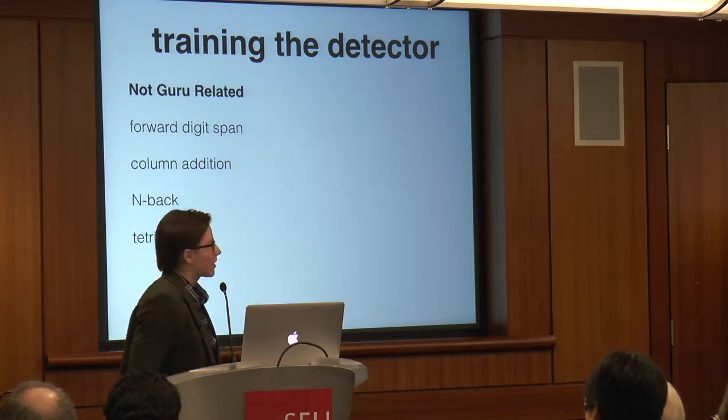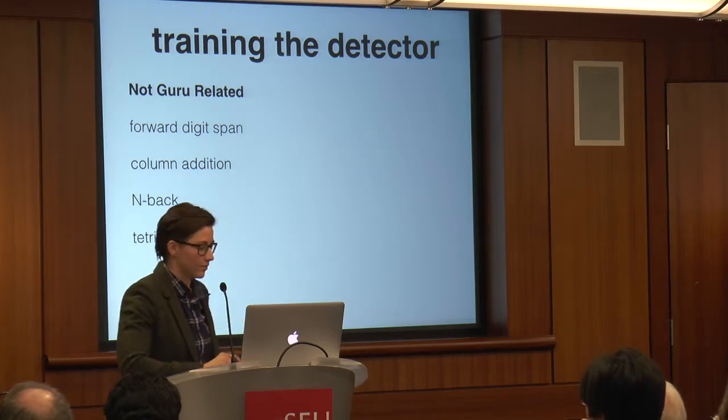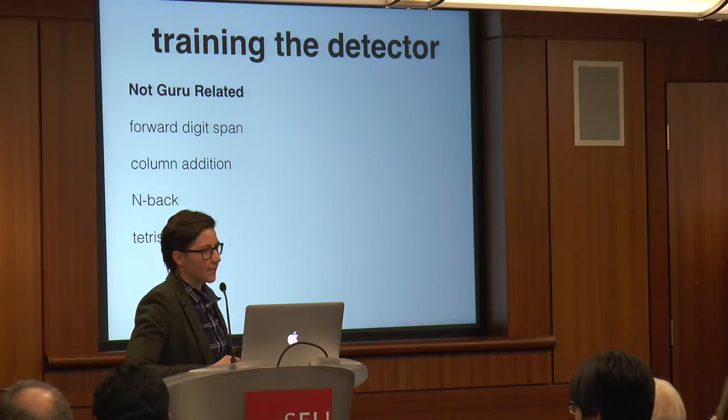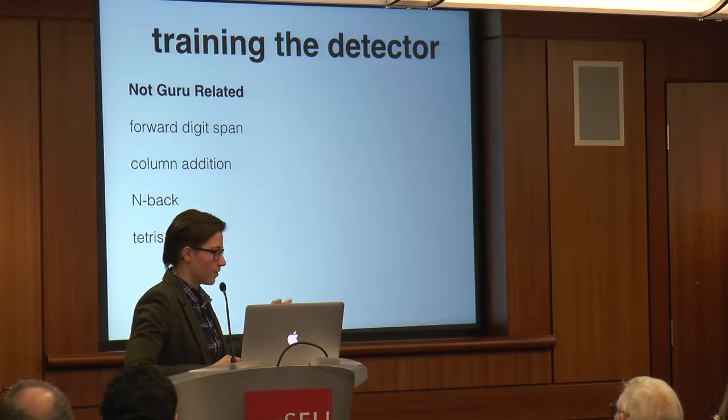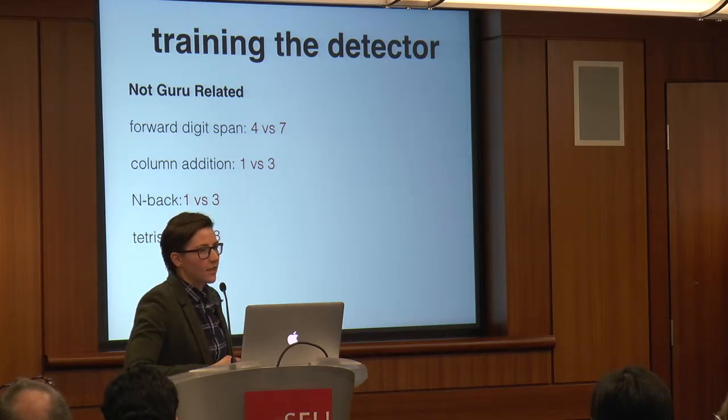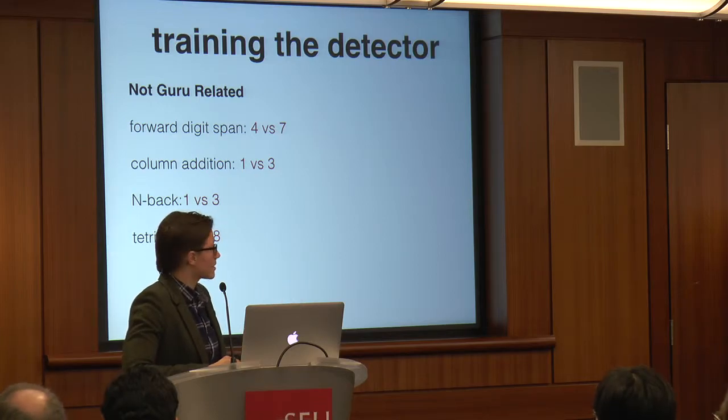These 4 are common tasks people use when they're looking at cognitive load. So what we did was have them go through an easy and difficult version of this, or a low cognitive load and high cognitive load version. So for example, for column addition, they would go through a part where they would just be adding numbers with 1 digit versus numbers with 3 digits.